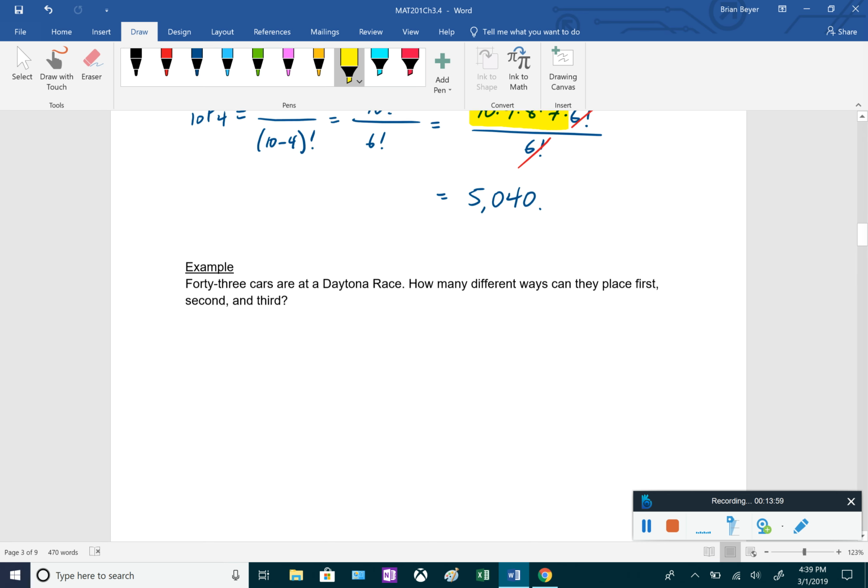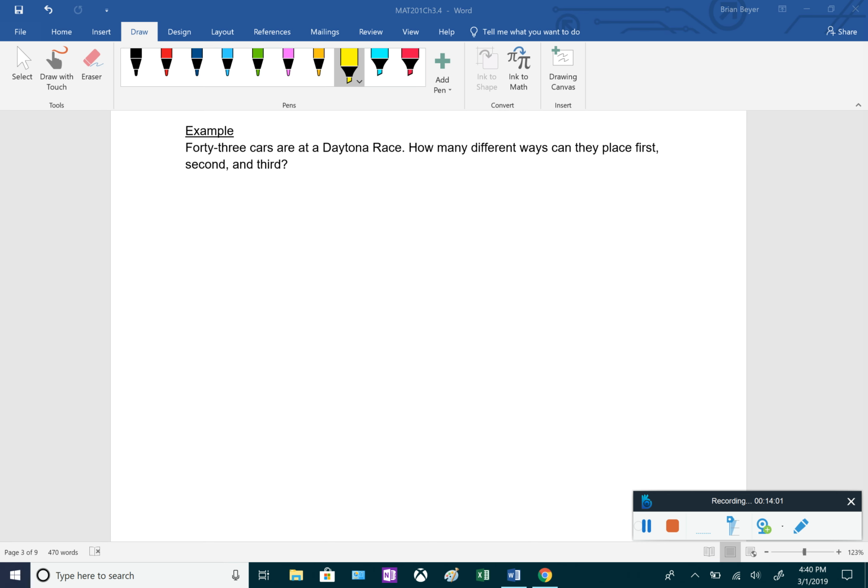Okay, next problem. So 43 cars are at a Daytona race, and we want to know how many different ways can they place first, second, and third. So I'm just underlining some of the important information. So clearly the order matters because we're talking about a race, coming in first place, second place, third place.